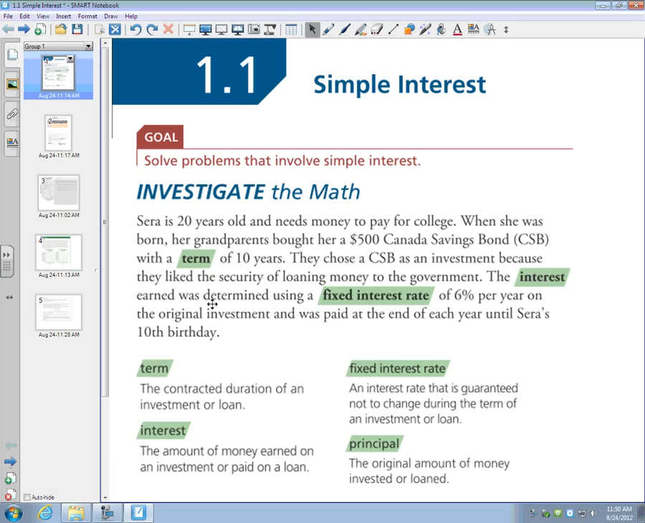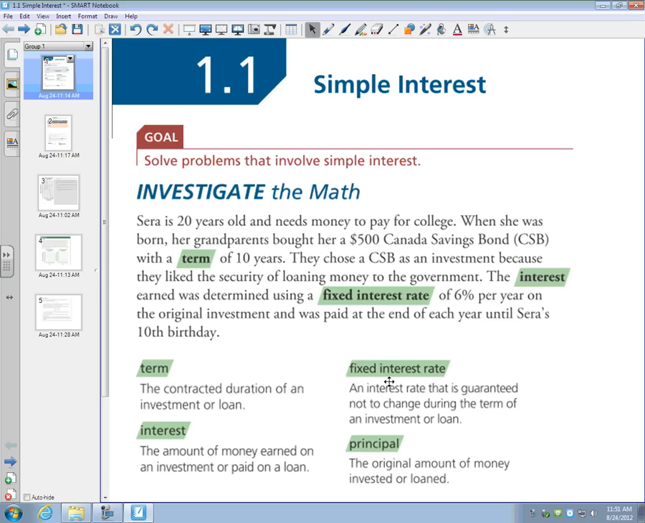The term, we said we had a term of 10 years, that's how long the investment is. The interest is the amount of money that's going to be earned on an investment or paid on a loan. We're talking about investments right now. Fixed interest means that the interest rate is guaranteed not to change. Once you get a little bit older and you have a mortgage, you can have a fixed rate mortgage or a variable rate. A variable rate depends on the economy, so it could go up or it could go down. It's a little more risky, but could end up being less money than a fixed rate.